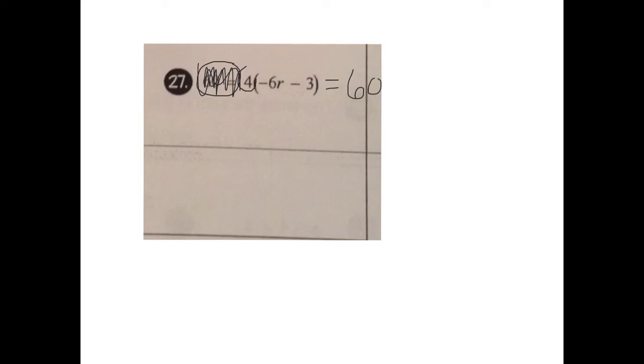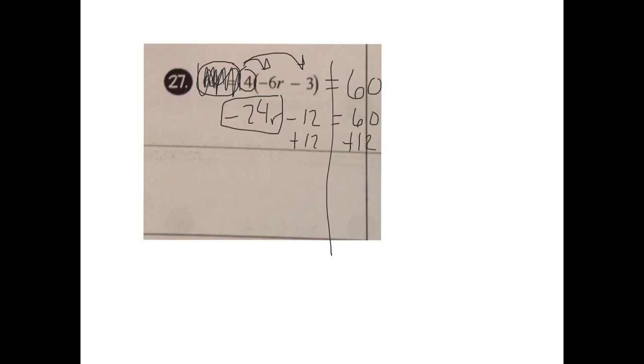This is a distributive property problem. This is being distributed here and here. So that's where we start. 4 times the negative 6r is negative 24r. 4 times the negative 3 is negative 12, equals 60. Draw my line down. Box. I get rid of a minus 12 by doing a plus 12. Plus 12, 12s cancel. Bring down my negative 24r equals 60 plus 12 is 72.